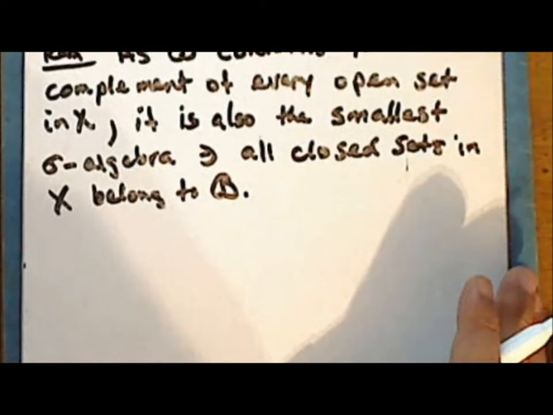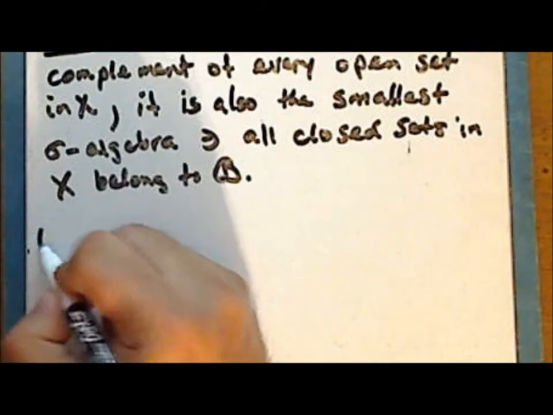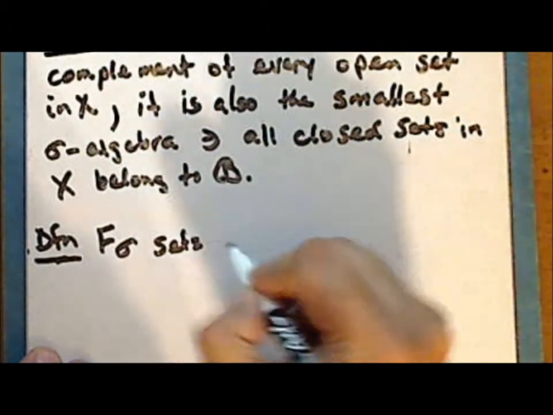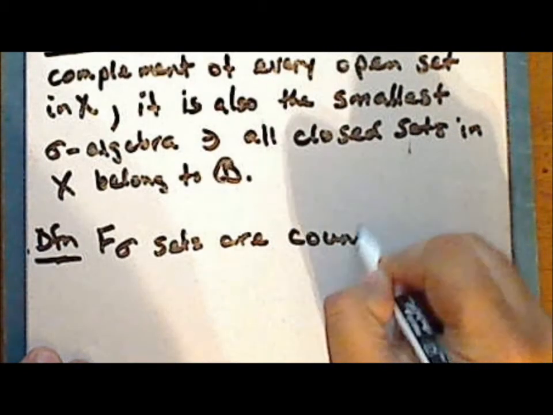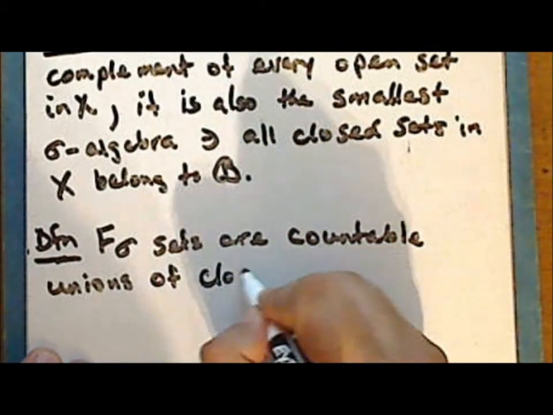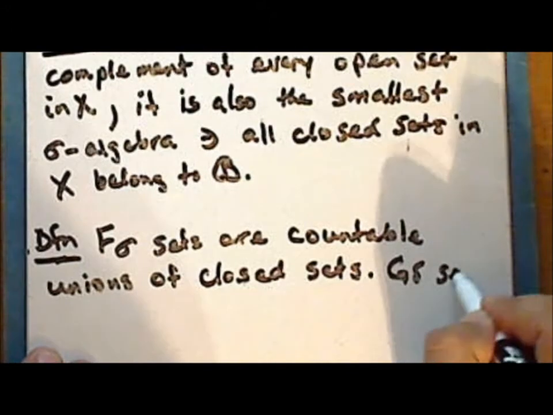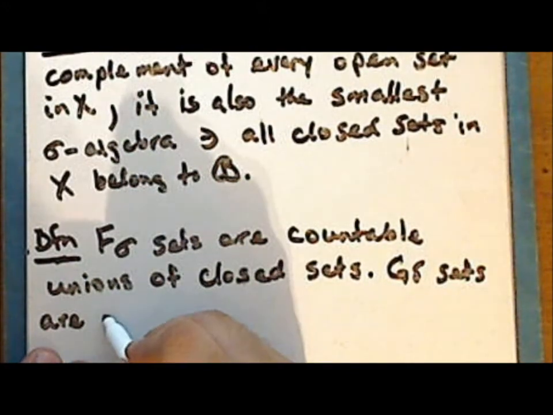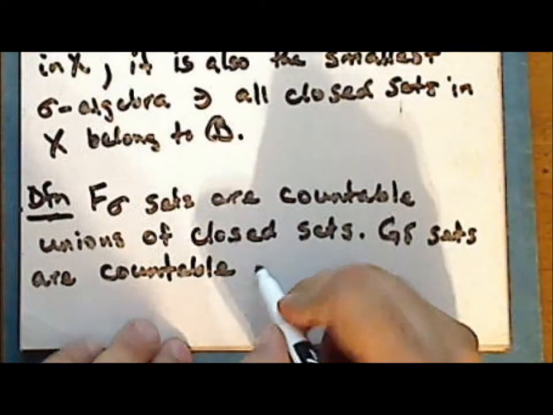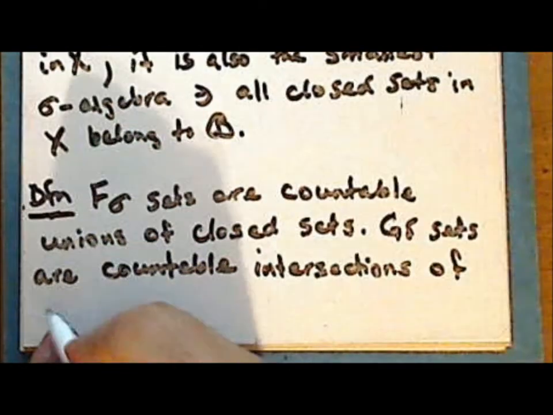Now there are two classes of sets that are very useful, two types of Borel sets of a given space X. F sigma sets are countable unions of closed sets, and G delta sets are countable intersections of open sets.